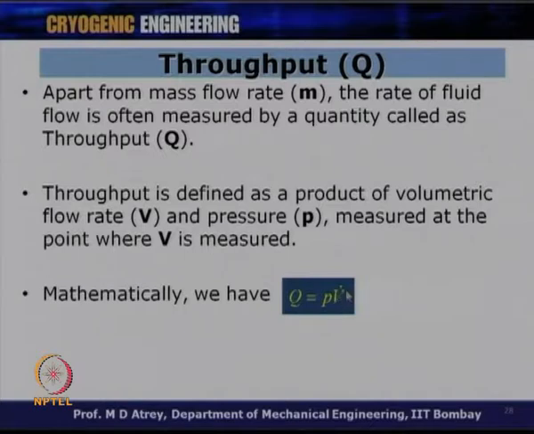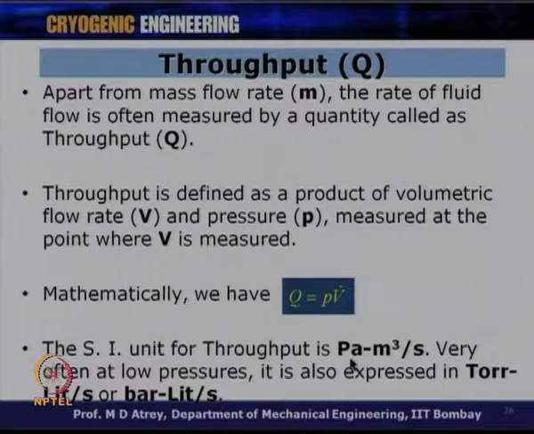Volumetric flow rates can be liter per second, liter per minute, liter per hour, or any other dimensions, and pressure can be in torr, bar, millibar, kilopascals or whatever. The SI unit of throughput therefore is Pascal meter cube per second: Pascal for pressure, meter cube per second for volumetric flow rate. Very often at low pressure it is also expressed in torr liter per second. Mostly I have seen torr liter per second or millibar liter per second. Torr is for pressure, and liter per second is for the volumetric flow rate, and this is the way throughput is normally mentioned.